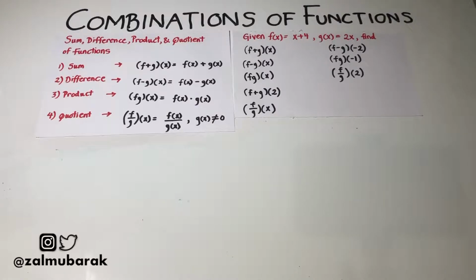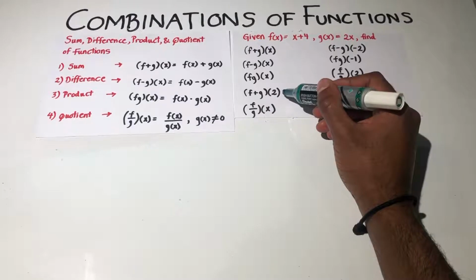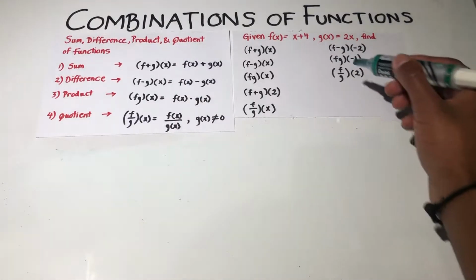For example, here we have f of x is equal to x plus 4. We have g of x is equal to 2x. And we're asked to find the following. We're asked to find f plus g of x. We're asked to find f minus g of x and then the product. And then also we're asked to find the sum, but we're also asked to plug in a value in the end. And that's going to give us an actual real number in the end, and so on.